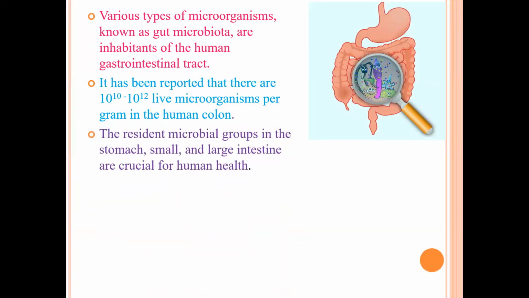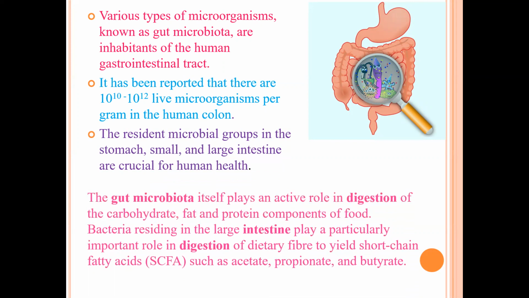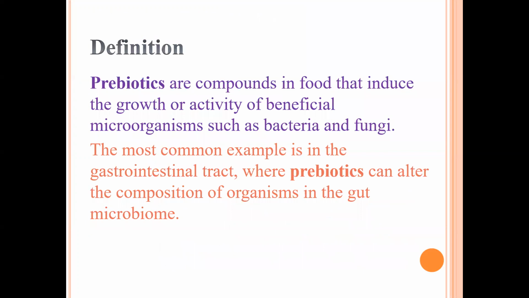The resident microbial groups in the stomach, small and large intestine are crucial for human health. The gut microbiota itself plays an active role in digestion of the carbohydrate, fat, and protein components of food. Bacteria residing in the large intestine play a particularly important role in the digestion of dietary fiber to yield short chain fatty acids such as acetate, propionate, and butyrate.